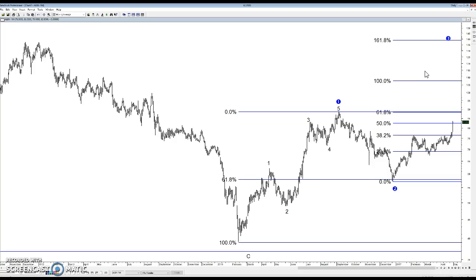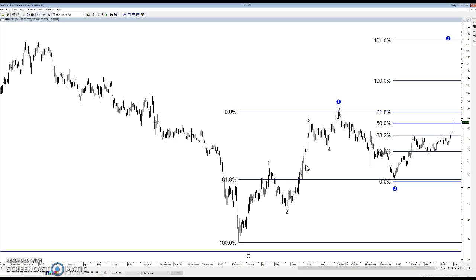So what are the possible targets for wave 3? In wave 3, the ideal target is 1.61 times wave 1, which will come out to 139. And even if this was not wave 3, this was an A, B and C, the wave C target would be 108. So at a very conservative target, we can look for 108 on this counter in the weeks to come, and the ideal target would be 138.